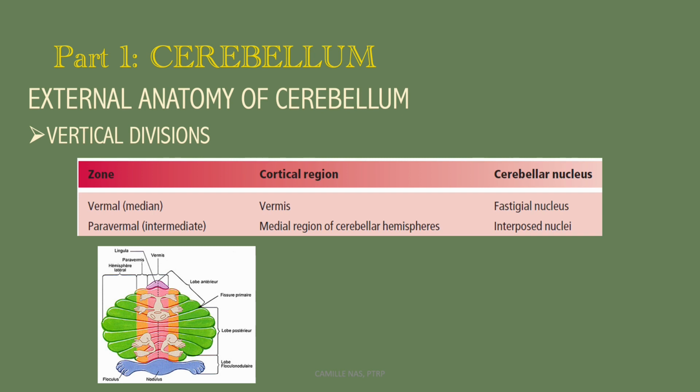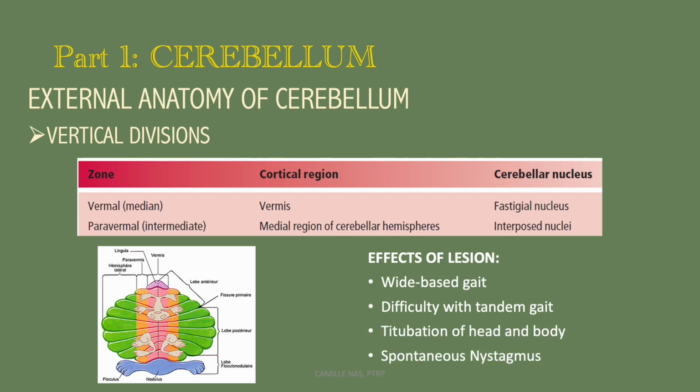Okay, now let's go with the effects of lesion with these vertical divisions. So you have your wide base gait, difficulty with tandem gait, titubation of head and body. So this will present if you have a problem with the vermal and the paravermal. So when we say wide base gait, yung malayo yung feet nila from each other. So that is a sign actually of balance problem. Natakot silang mahulog, ma-fall. Kaya yung base of support nila, they increase it. So lessen din yung risk of fall nila. That's a sign of balance problem.